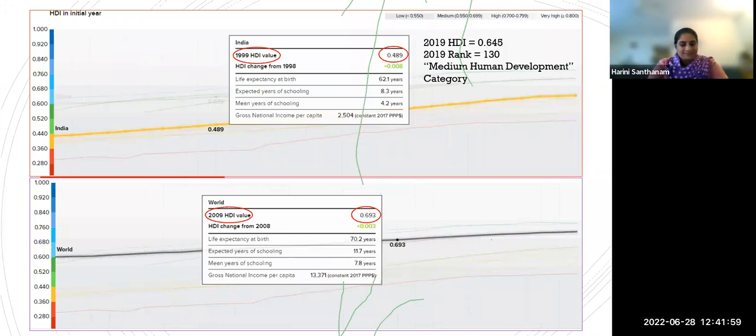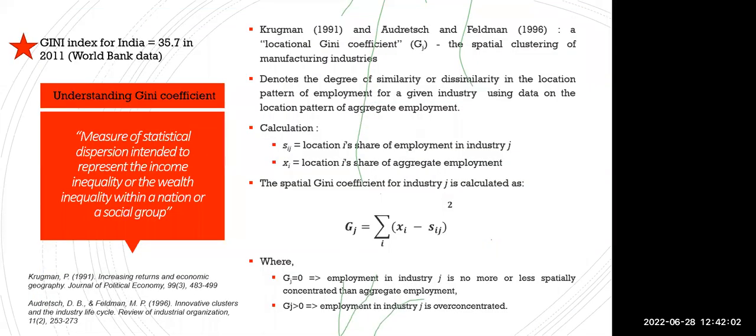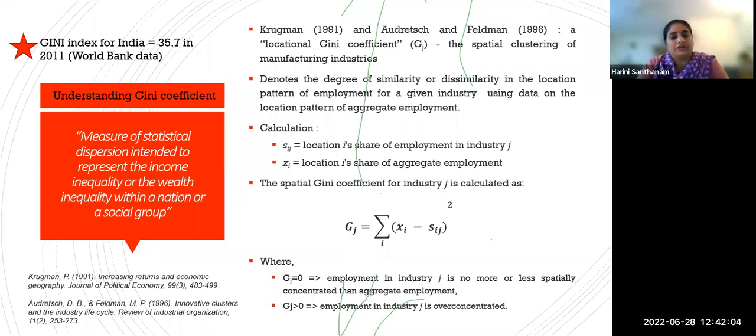Yeah, thanks, ma'am. Okay, so moving on to the next parameter that we were looking at, it is called the Gini coefficient.